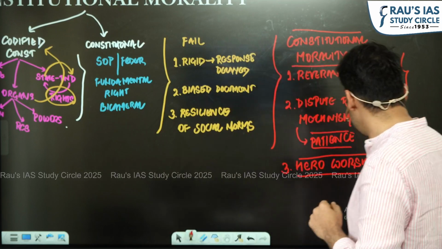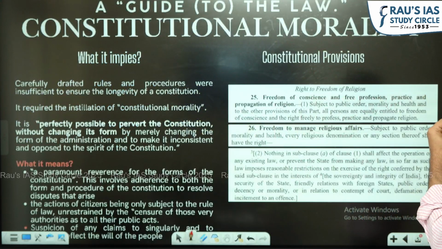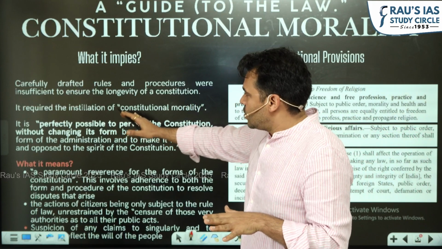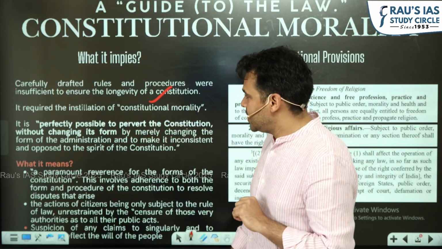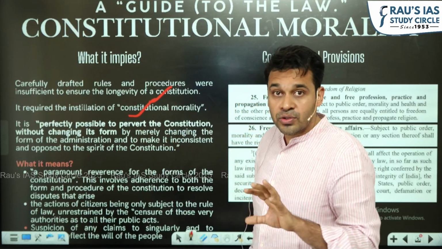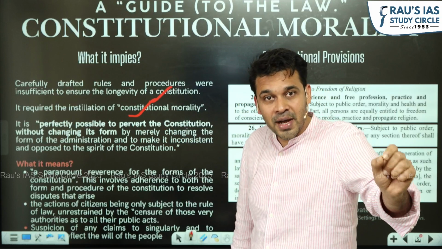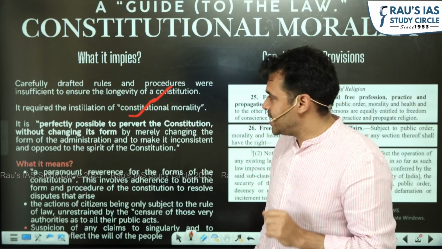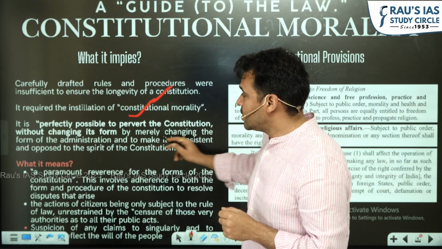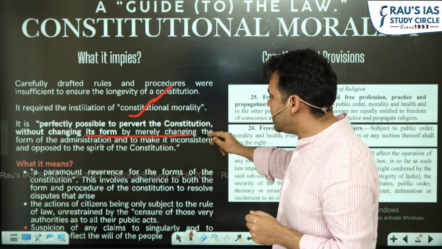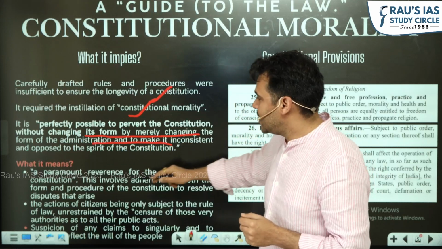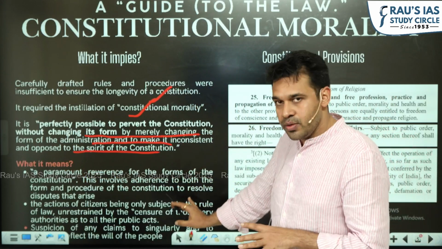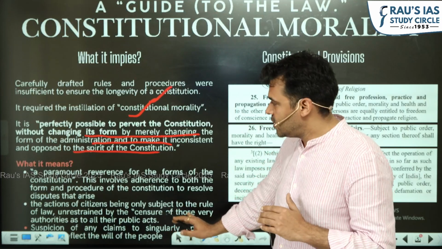Let's see how the constitution provides for these. So I hope you understand this. Carefully drafted rules and procedures were insufficient to ensure the longevity of the constitution. I have already explained that. It required the installation of constitutional morality among the people. People should be moved by the values of the constitution, not by values or norms of the society. It is perfectly possible to pervert the constitution without changing its form by merely changing the form of the administration and to make it inconsistent and in fact opposed to the spirit of the constitution. So you can see, you will have this document in the description where you can download and see.